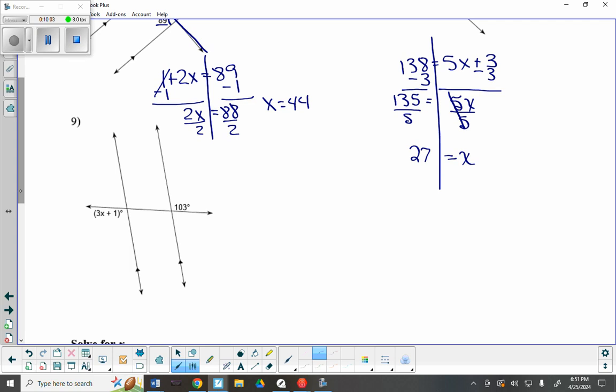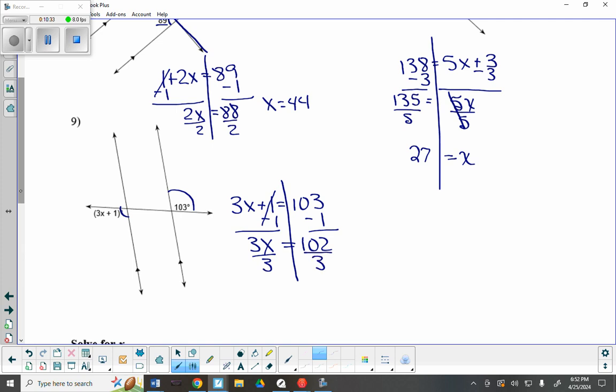All right, and then the next set, we have parallel lines again. However, these angles are on the outside of them or the exterior, and alternate exterior angles are also congruent. So 3x plus 1 equals 103. So we'll subtract the 1. So 3x is equal to 102. Divide by 3. So 102 divided by 3, x equals 34.